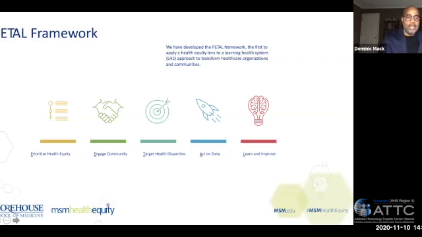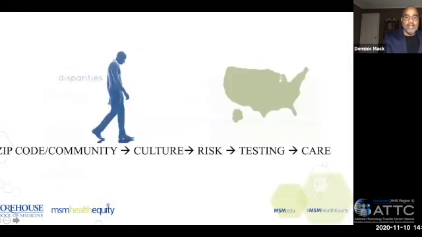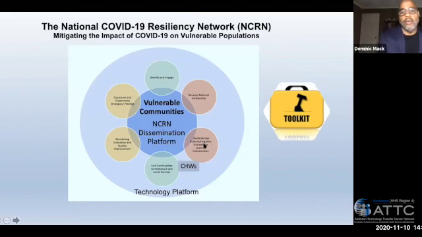Now, with the COVID-19, we're not necessarily doing motivational interviewing, but what we're doing, we're using formative research to develop the culturally and linguistically appropriate messaging.